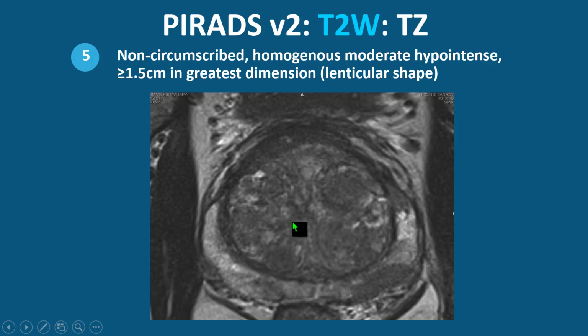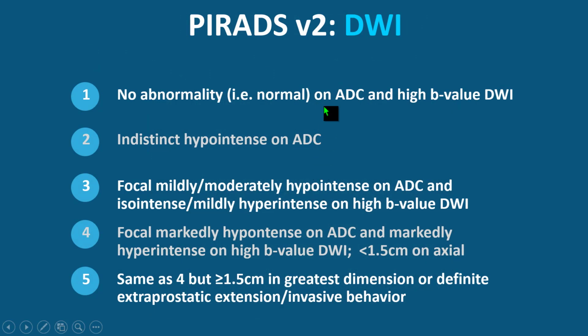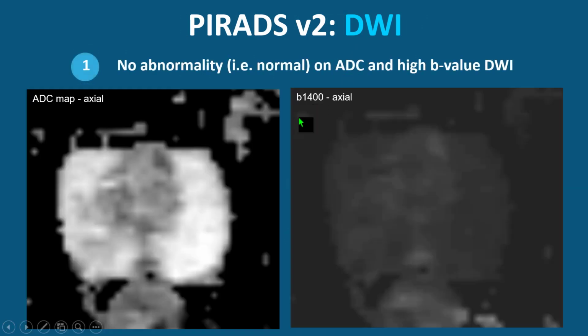You have some difficult lesions as well. Sometimes you have a lenticular shaped lesion like this, typically of an anterior tumor. It exceeds 1.5 centimeters, so it's a 5. Lenticular shape, and you can see that it's a little bit protruding, pushing backwards the normal organized chaos of the transition zone. Now in DWI it's easy.